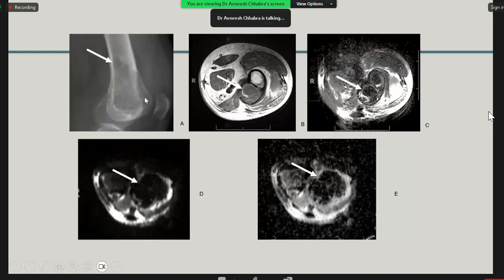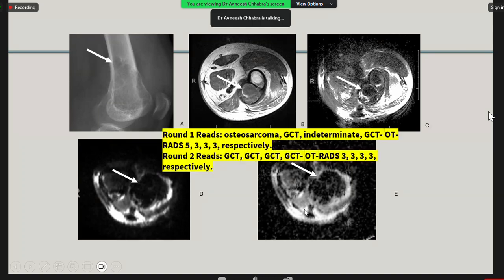So here's a lesion in the distal femur again, and a little bit eccentric. It looks a little ugly, but if we gave them diffusion, it's very dark on ADC, which happens with giant cell tumor. They're very dark. So one said osteosarcoma, one said GCT, one said indeterminate, the third one said GCT. So they had 5, 3, 3, 3. And in round two, everybody said 3, 3, 3, 3.